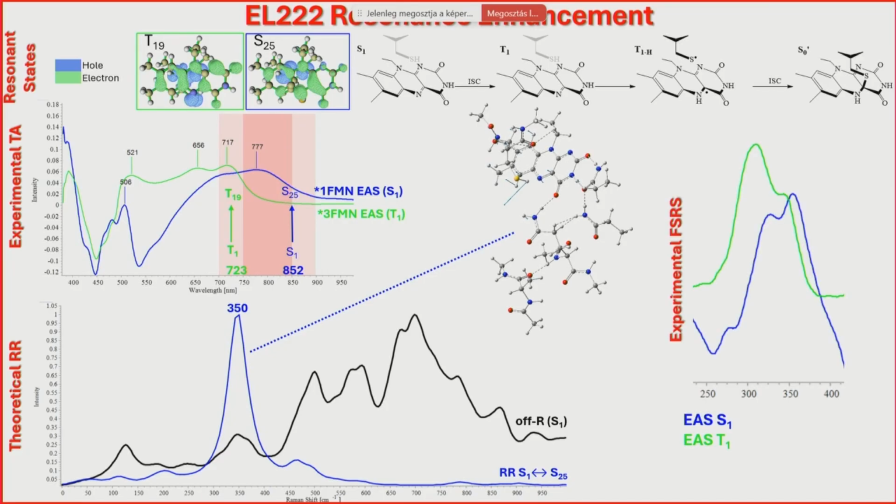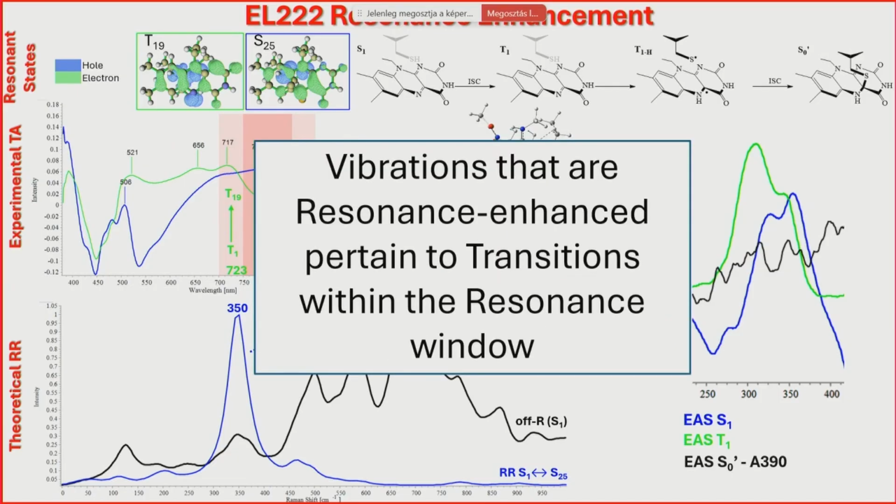Indeed, in the experimental FSRS, we can see that there are intense bands in the region. However, for the adduct, unfortunately it's out of resonance, since it's at 390 and our Raman pump is tuned to 800 nanometers, so we cannot get a proper signal to analyze. Nevertheless, I think this slide hopefully shows us the vibrations that are resonance enhanced, pertaining to the transitions within the resonance window.